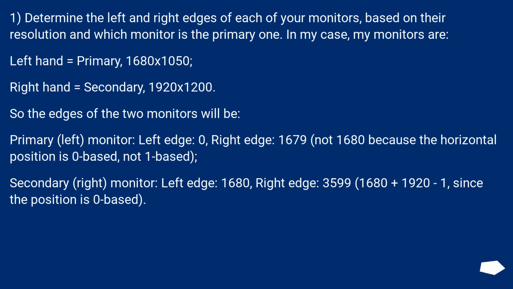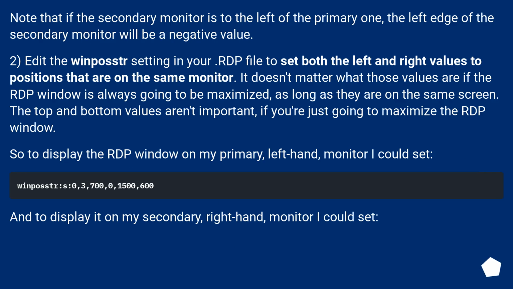Secondary, right monitor, left edge 1680, right edge 3599, 1680 plus 1920 minus 1, since the position is 0 based. Note that if the secondary monitor is to the left of the primary one, the left edge of the secondary monitor will be a negative value.